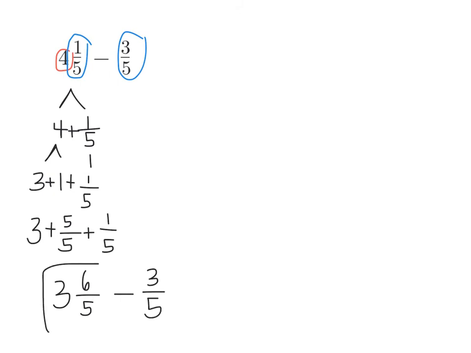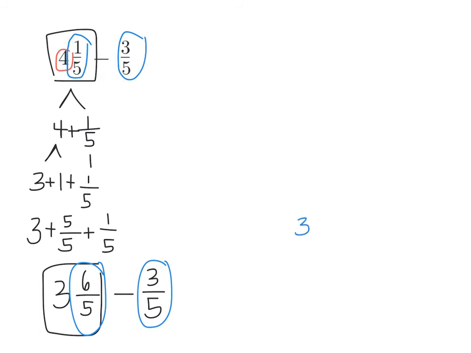And then I can take away 3/5. What this means is 3 6/5 has the same value as 4 1/5. And by regrouping like that, what I can do is I can subtract 6/5 minus 3/5 equals what? 3/5. And then my ones, I still have 3 ones, so my answer is 3 3/5.